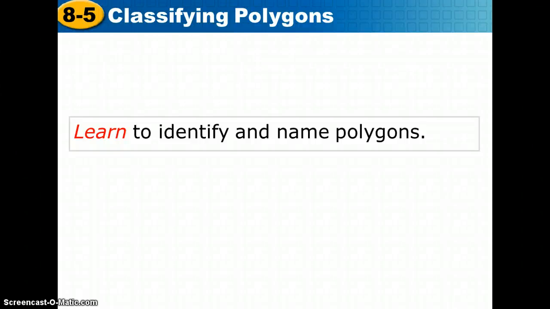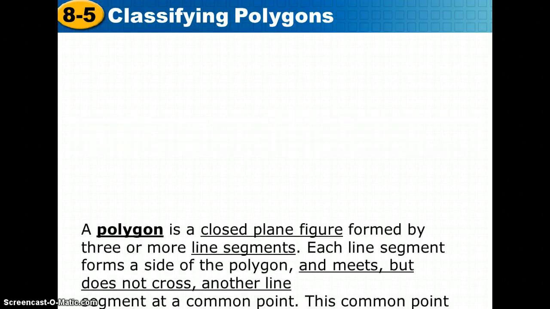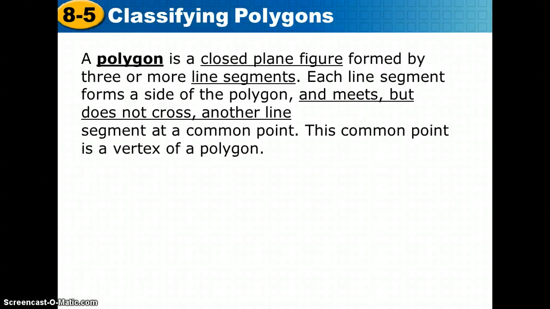Section 8-5, Classifying Polygons. Today we're going to learn to identify and name some polygons. We know that a polygon is a closed plane figure formed by three or more line segments. Each line segment forms a side of the polygon and meets but does not cross another line segment at a common point. This common point is called the vertex.